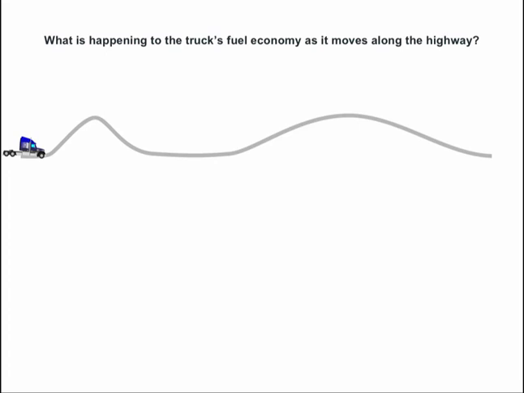We're going to consider a semi-truck driving along a highway with some hills and valleys. We'll use this picture to represent the truck's trip. Watch the truck driving along the highway and think about what might be happening with its fuel economy.